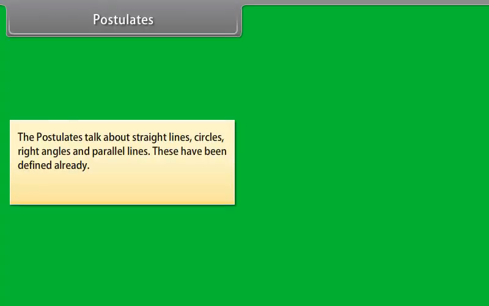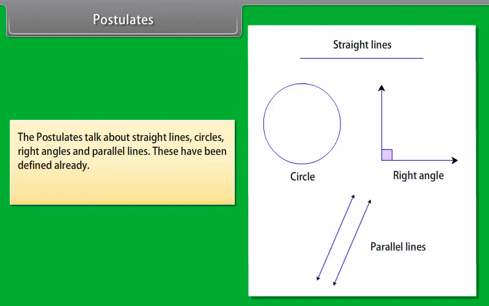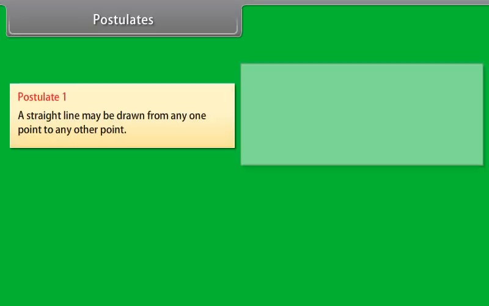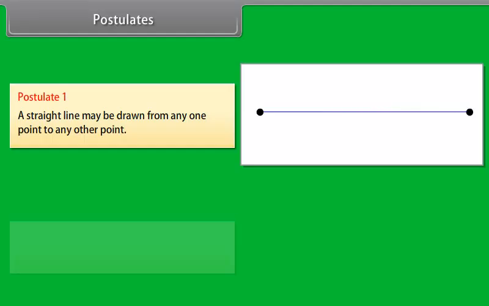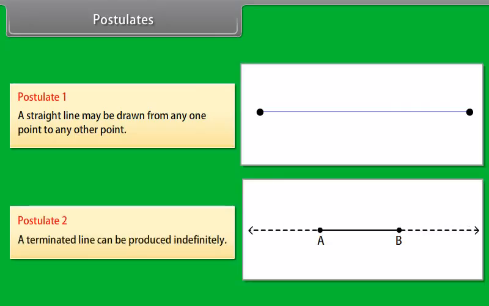Postulates. The postulates talk about straight lines, circles, right angles, and parallel lines. These have been defined already. Euclid's postulates are 5 in number. First postulate: a straight line may be drawn from any one point to any other point. Second postulate: a terminated line can be produced indefinitely.